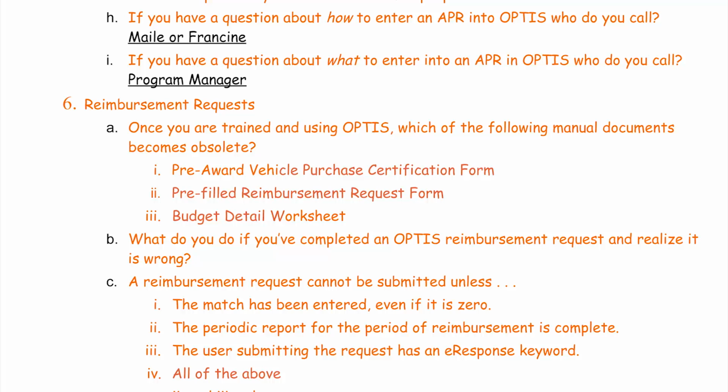All right, reimbursement requests. A, once you're trained and using OPTIS, which of the following manual documents becomes obsolete? Two. It's actually 2. 2 is the pre-filled reimbursement request form. Those are obsolete once you're trained in using the system. The budget detail worksheet is not obsolete. I thought you said there was a manual budget worksheet that was obsolete. The in-kind documentation, I guess, is one form that is obsolete.